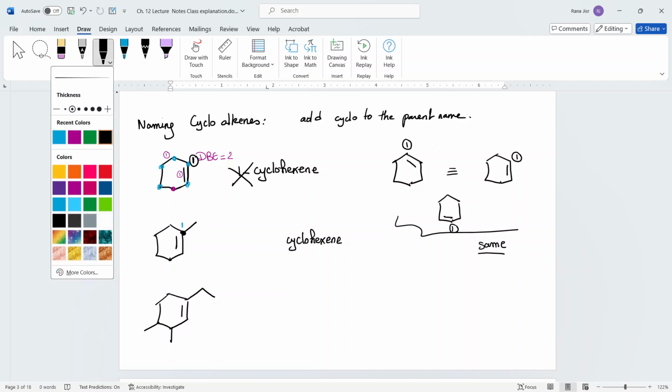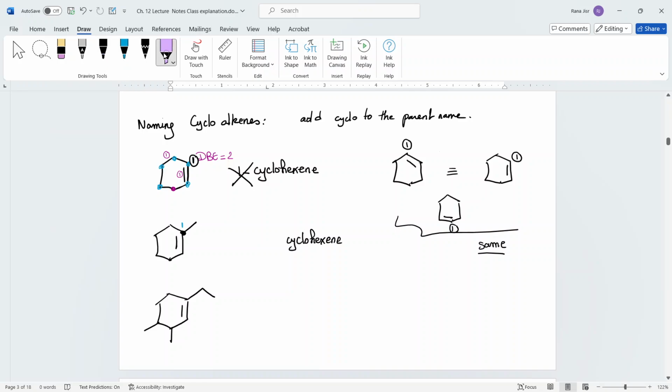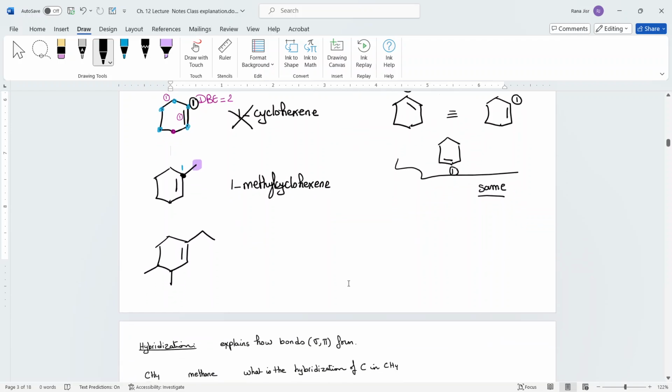And then I do have my methyl. Now it's important that I indicate where my methyl is, because if I don't say that it is on carbon number 1, it can be anywhere on the cycle. So I have to indicate where my methyl is, and my methyl is on carbon number 1. So that is going to be 1-methylcyclohexene. Guys, 1-methylcyclohexene is one word. So I'm just going to bring it over here, and that is going to be 1-methylcyclohexene.